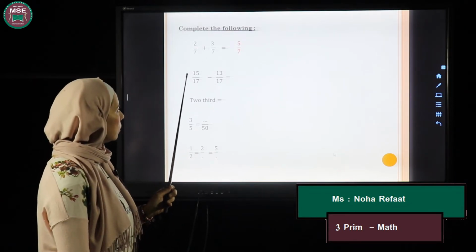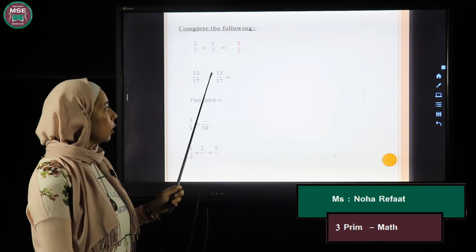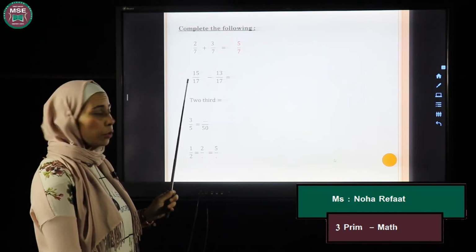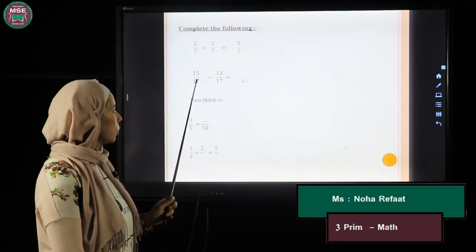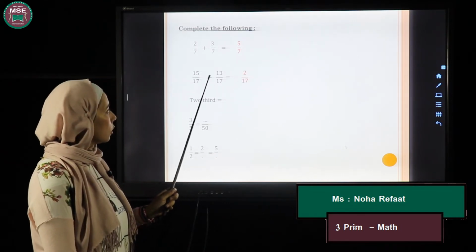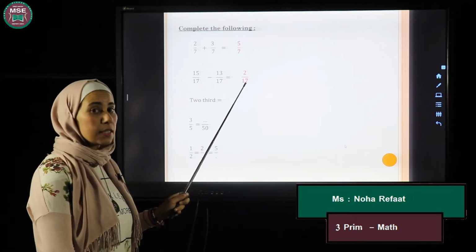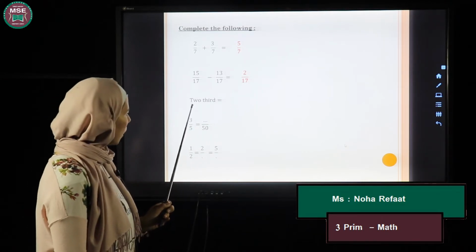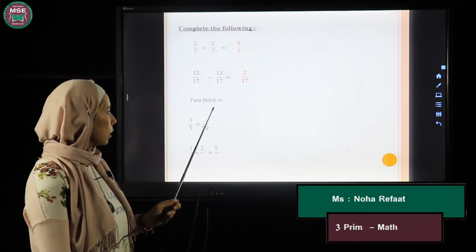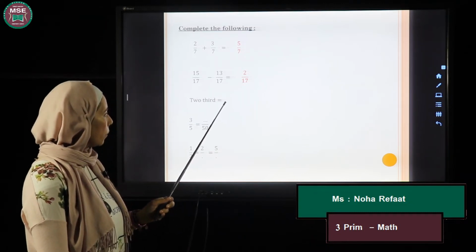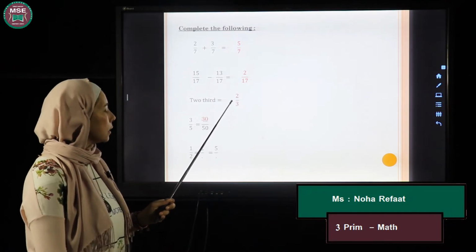The next one, 15 seventeenths minus 13 seventeenths. Be sure that we have the same denominator. We are going to keep the denominator, which is 17. 15 minus 13 equals 2 seventeenths. Then we have to write the fraction 2/3. I have to put the 2 up and the thirds down.